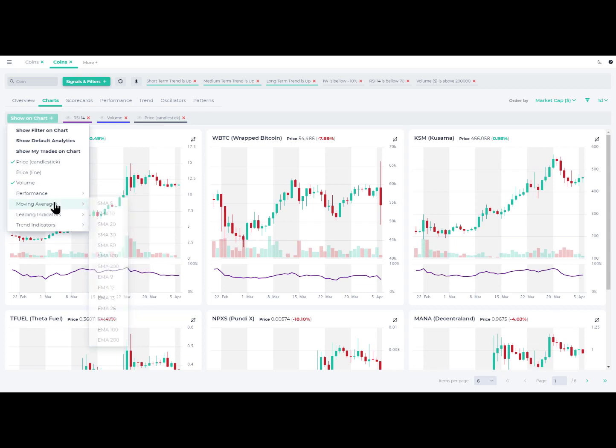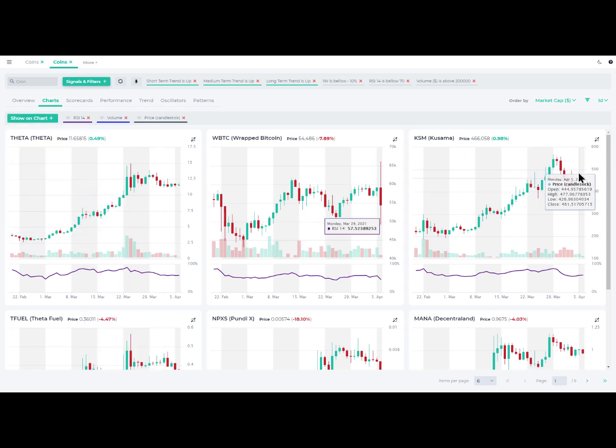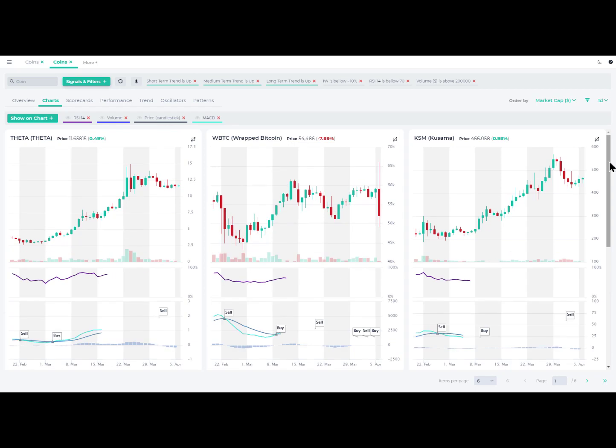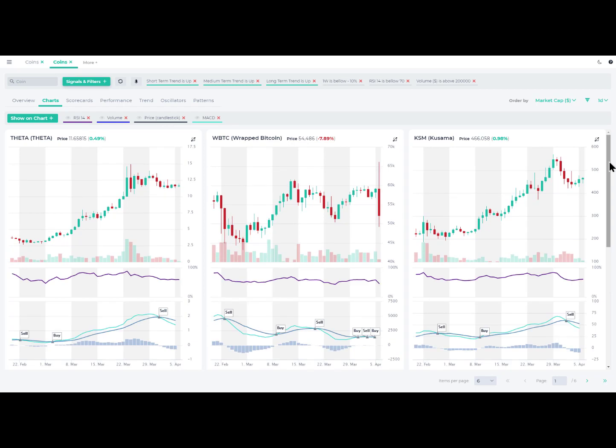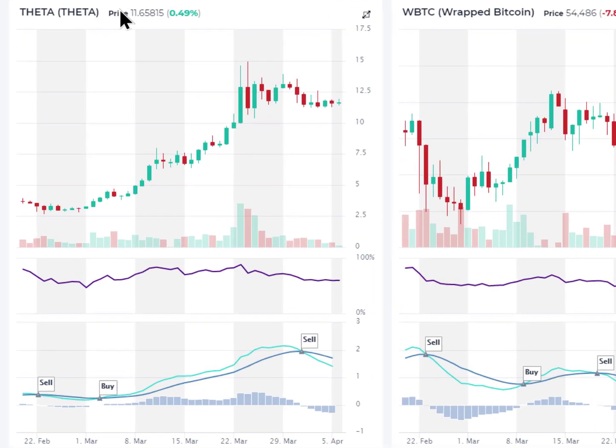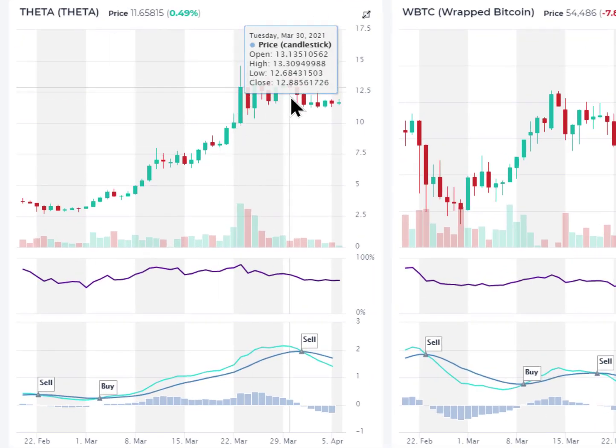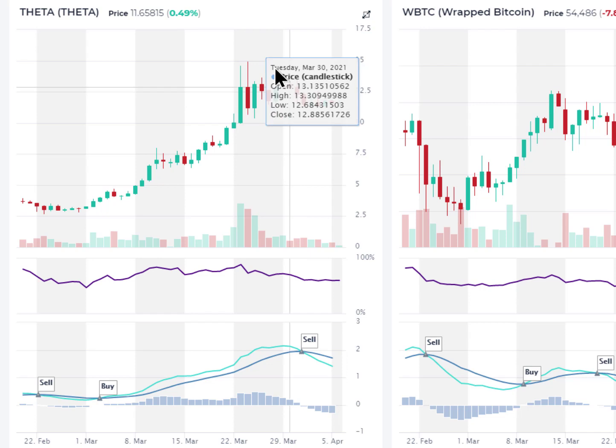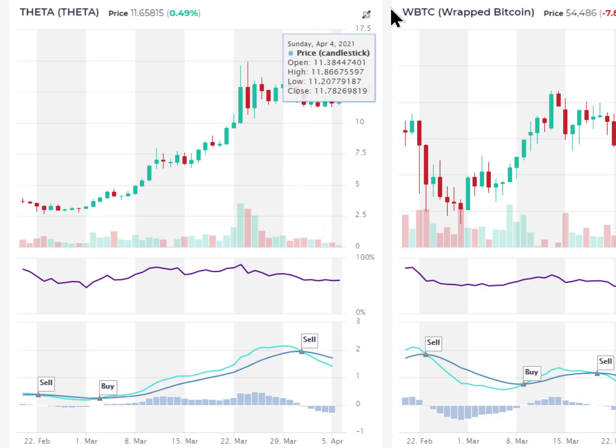Also, I like to look at the MACD indicator as well. RSI we have already in there. Sweet. So as you can see, THETA is one of those coins that has had a really nice move and is clearly in an uptrend, but has experienced a downturn or a pullback of at least 10% in the last week. That could be a buying opportunity.